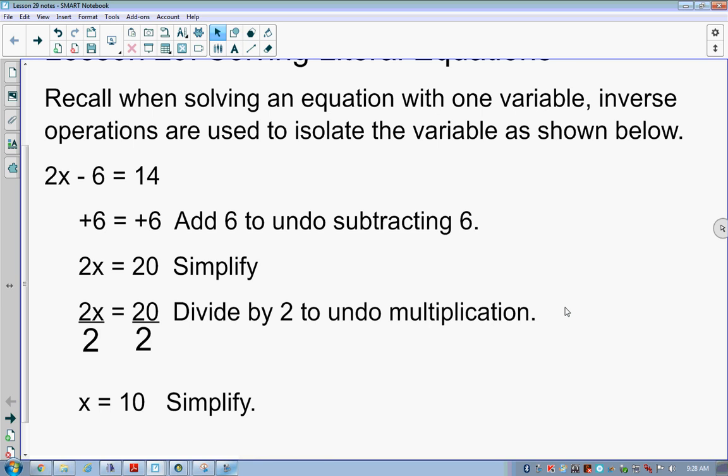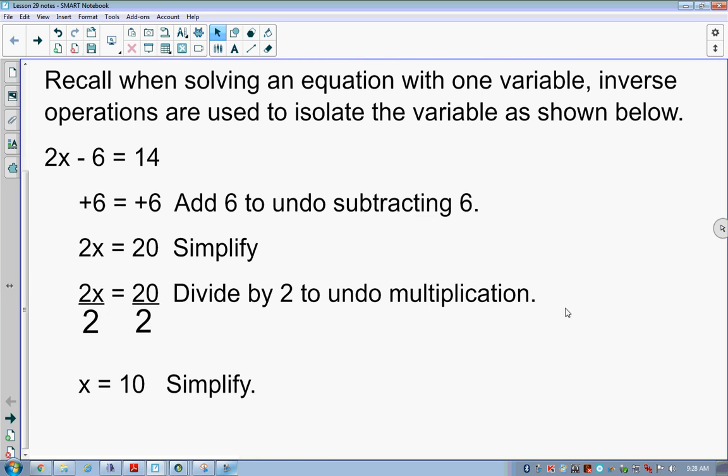If we have 2x minus 6 equals 14, we're going to add 6 to both sides to undo the subtraction. We would call that the addition property of equality. We're going to simplify that down to 2x equals 20. We're going to divide by 2, using the division property of equality, to undo the multiplication where we have 2 times x. Then we get x equals 10, which is simplification. And all that's pretty easy.